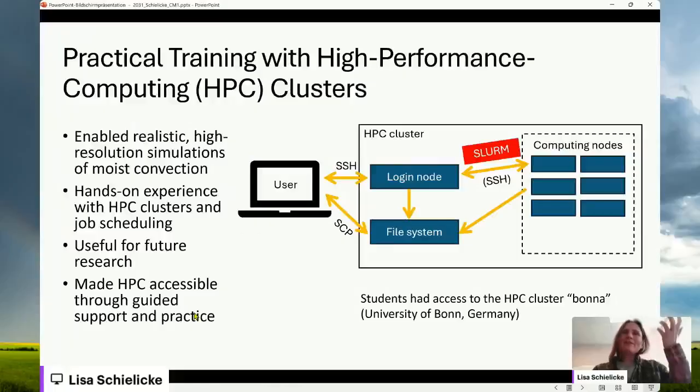So like I said, on the first day, we had just a small practical training, in fact, about high-performance computing clusters. The students learned how to use Slurm, how to work on an HPC cluster, which really enables them for their future career to use these HPC systems. And they understood how an HPC cluster worked.